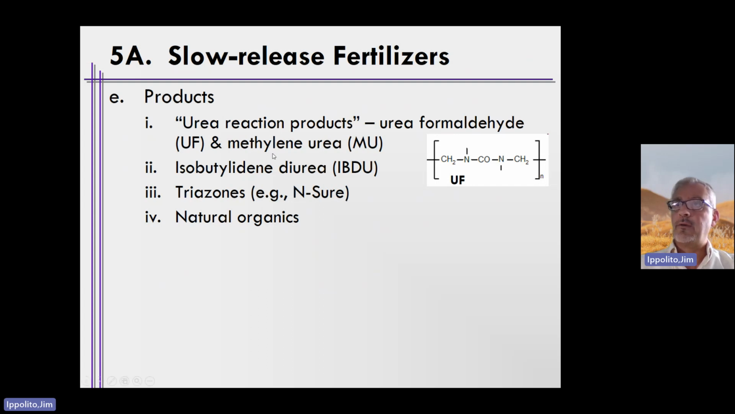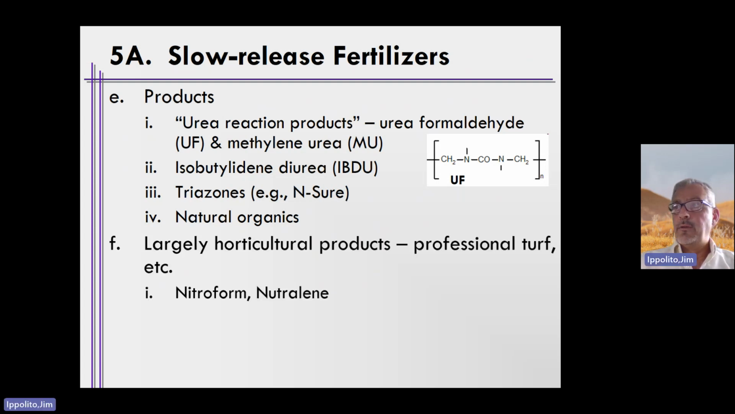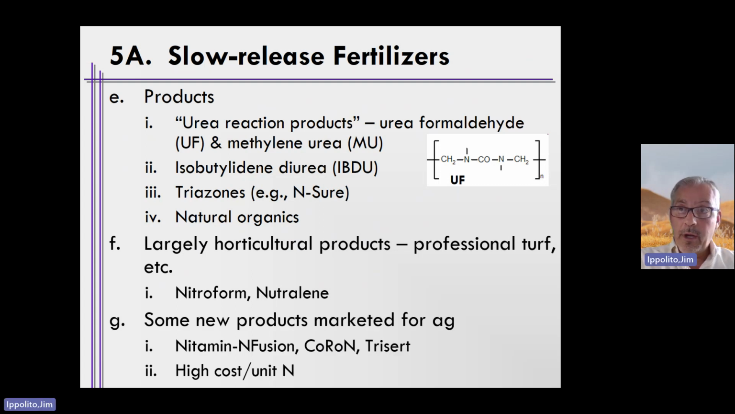There are other products that work similarly. Eventually, because this product and other products have carbon in them, they're attacked by microorganisms and degraded. And when they are degraded, the release is uncontrolled. I can tell you that these types of products are largely used either in hort or in professional turf. Here are two common names that are used currently: Nitroform, Nutralene. There are some new products on the market.